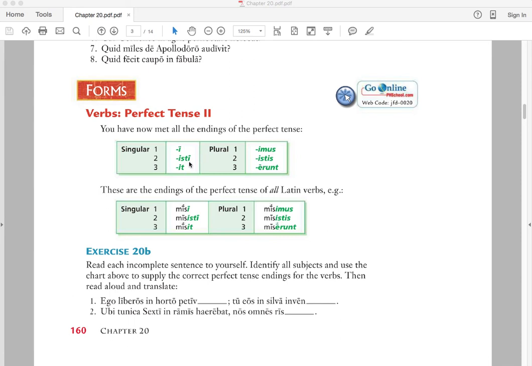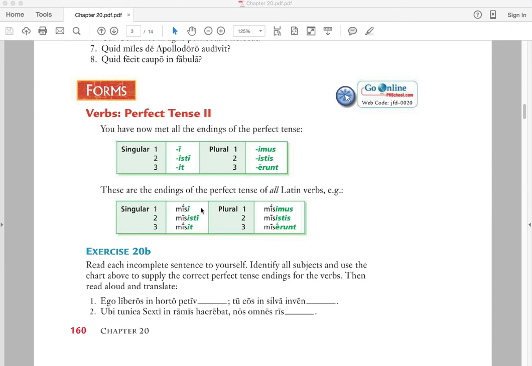So you can see there's some similarity. There's still a mus here, and there's a tis here, and there's an NT there, but certainly they've changed a little bit. And this is new entirely. There's still a T here for third person singular, and isti is entirely new, really. So you want to learn these by saying to yourself a couple times: i, isti, it, imus, istis, erunt.